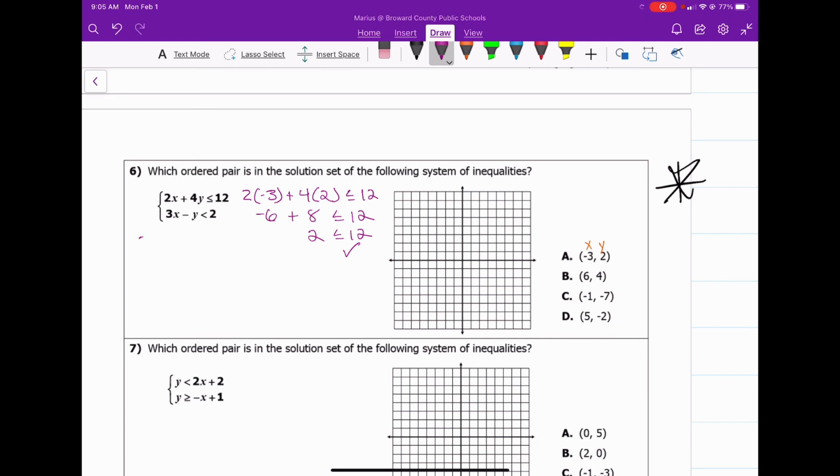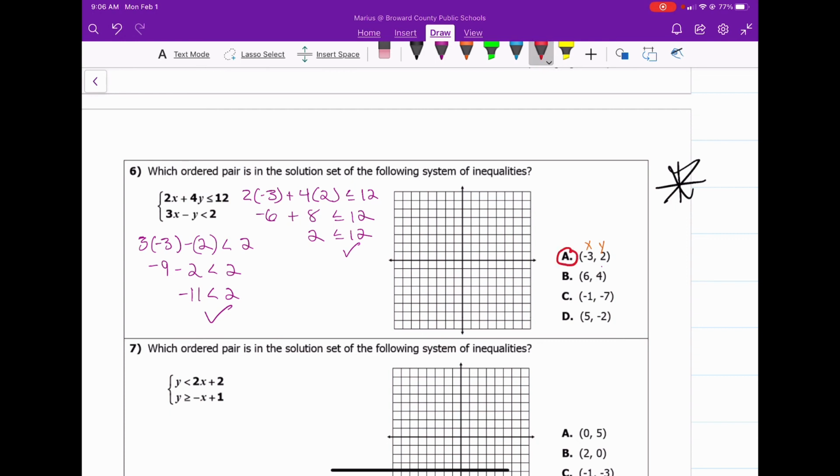So that's going to be 3 times negative 3 minus 2 is less than positive 2. Okay, because y is positive 2. So this is going to be negative 9 minus 2 less than 2. Negative 9 minus 2 is negative 11. And negative 11 is less than 2. So that's true. Because that ordered pair, negative 3 comma positive 2, is a solution for both of the inequalities, that means this ordered pair is a solution for the entire system. So our answer here would be A.